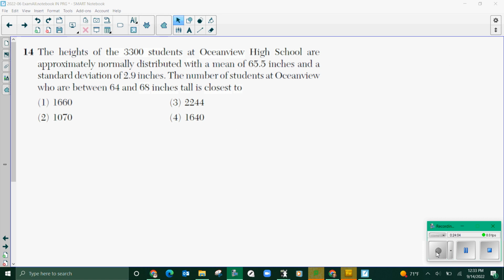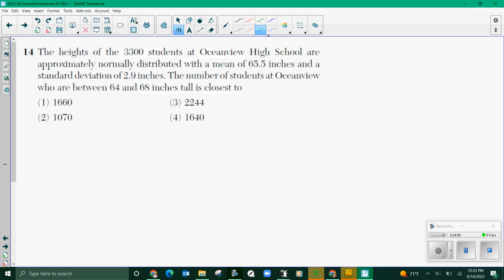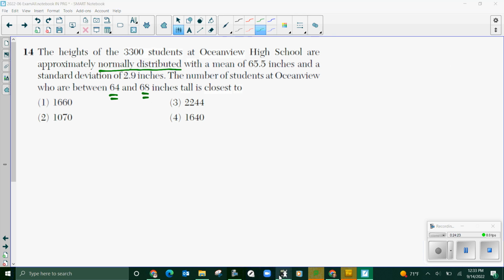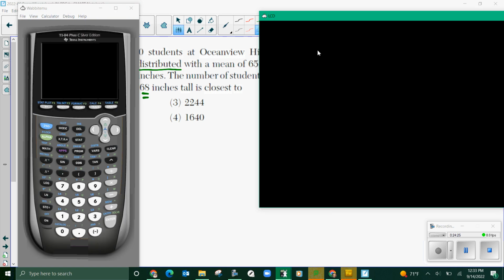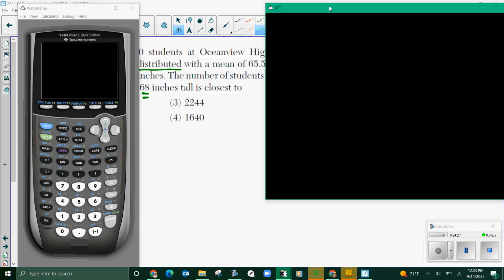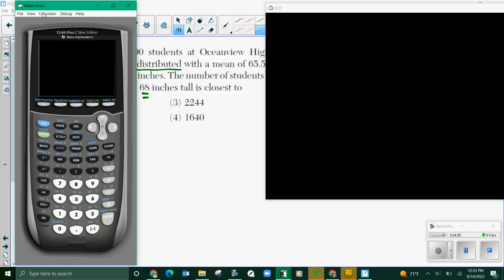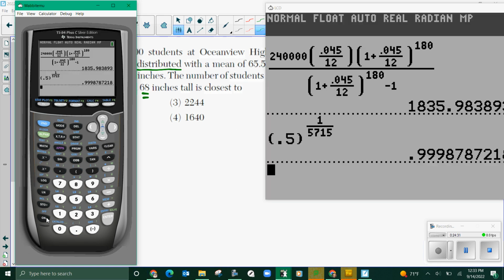Oh, and I love when they use these special magic words, normally distributed. Anytime they give me an interval, like I want to find the percent or number in between this interval, 64 and 68 inches tall, I can use a calculator. I love it. Okay, here we go. Ready? In order to do this, follow along.